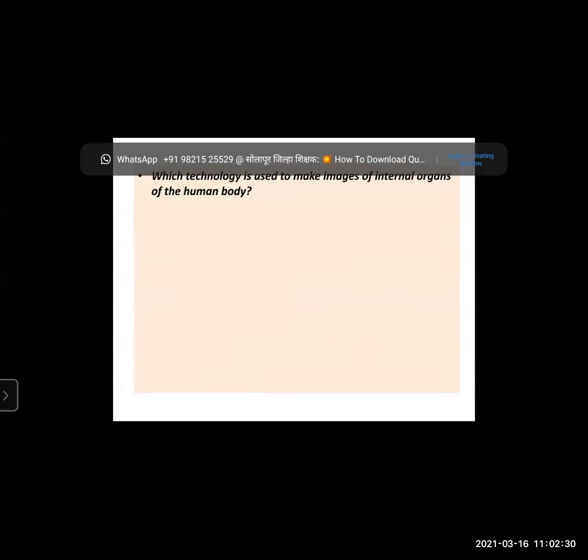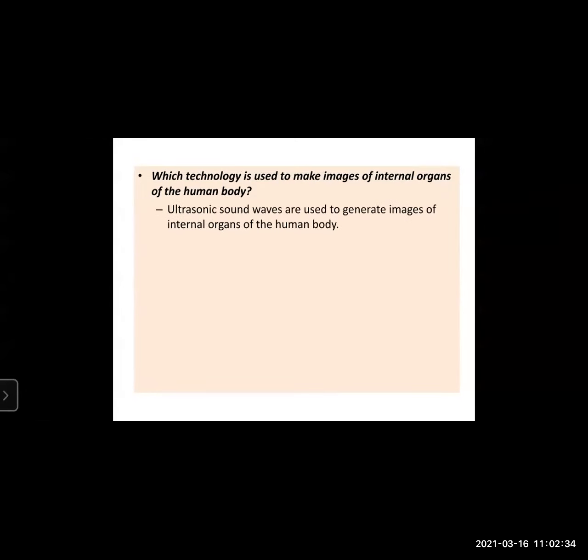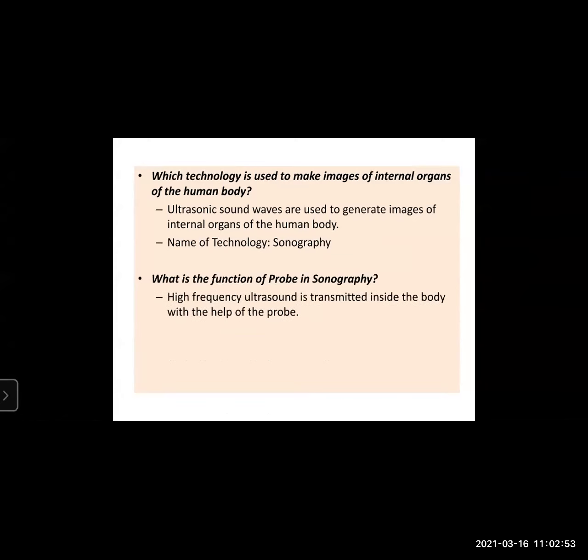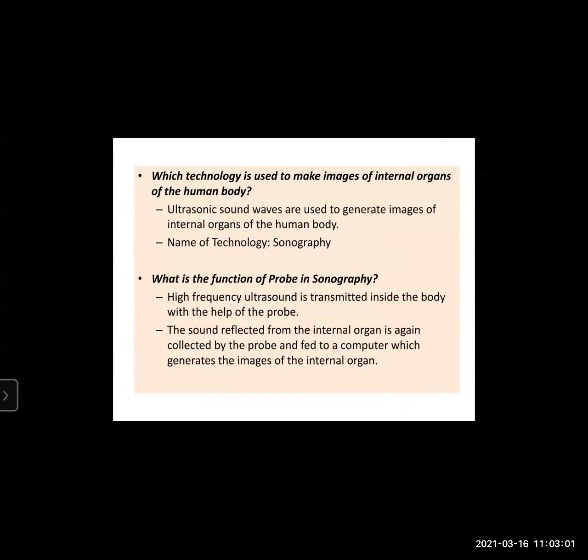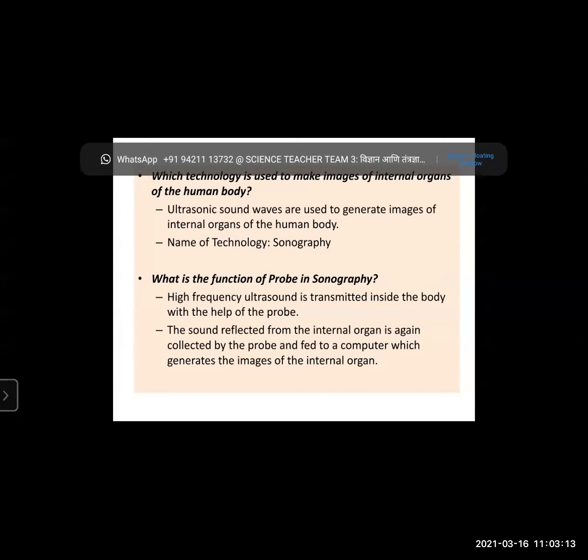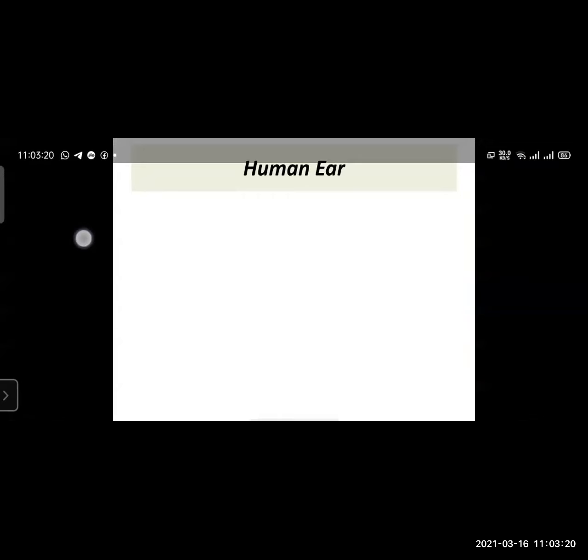Now, shortly we will go through the questions. Which technology is used to make images of internal organs of the human body? The ultrasonic sound waves are used to generate images of internal organs of the human body. The name of the technology is sonography. What is the function of the probe in sonography? The high frequency ultrasonic sound, that is ultrasound, is transmitted inside the body with the help of the probe, and the sound reflected from the internal organ is again collected by the probe and fed to the computer, which generates the image of the internal organ.